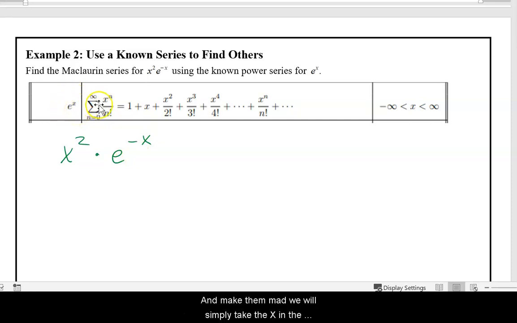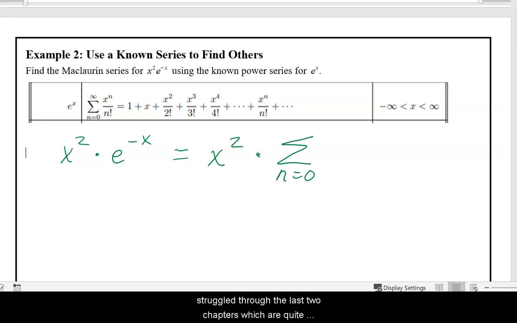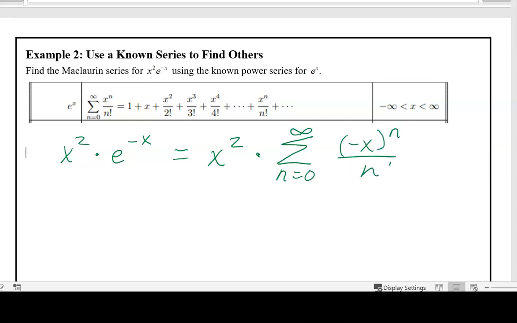To make them match, we will simply take the x in the known formula and replace it with negative x. To complete this, we will then multiply by x squared. Yes, I know this seems too easy, and you're looking for the catch because it can't be that easy to do after you've struggled through the last 2 chapters, which are quite enormously difficult. You're really looking for the catch. But I'm telling you, there is no catch. That's it. That's all you have to do.